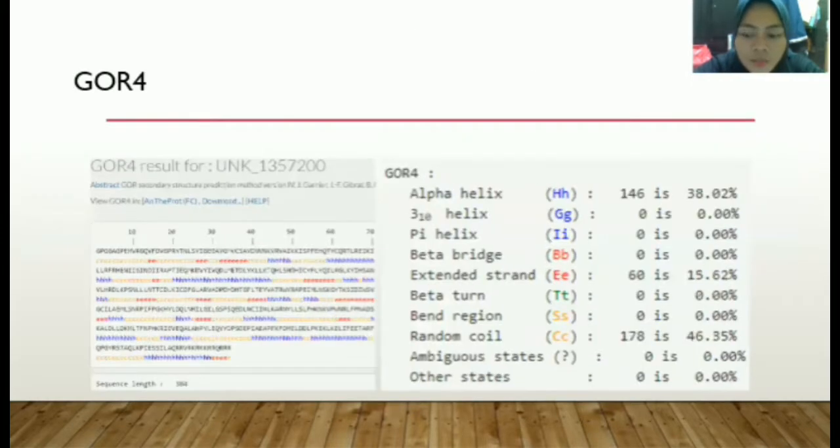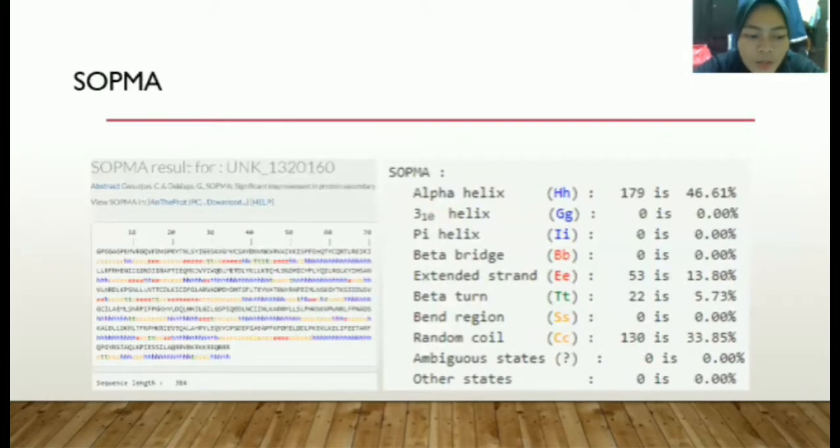And next is for the SOPMA, where from the result it has shown that the alpha helix was predominant, which is 46.61%, and followed by coil, which is 33.85%, and extended strand, which is 13.8%, and beta strand, which is 5.73%.